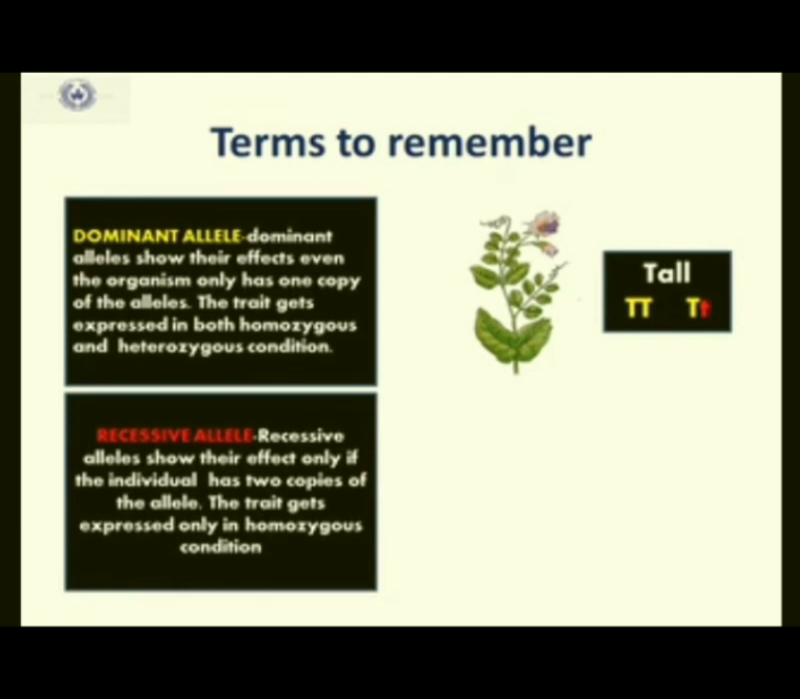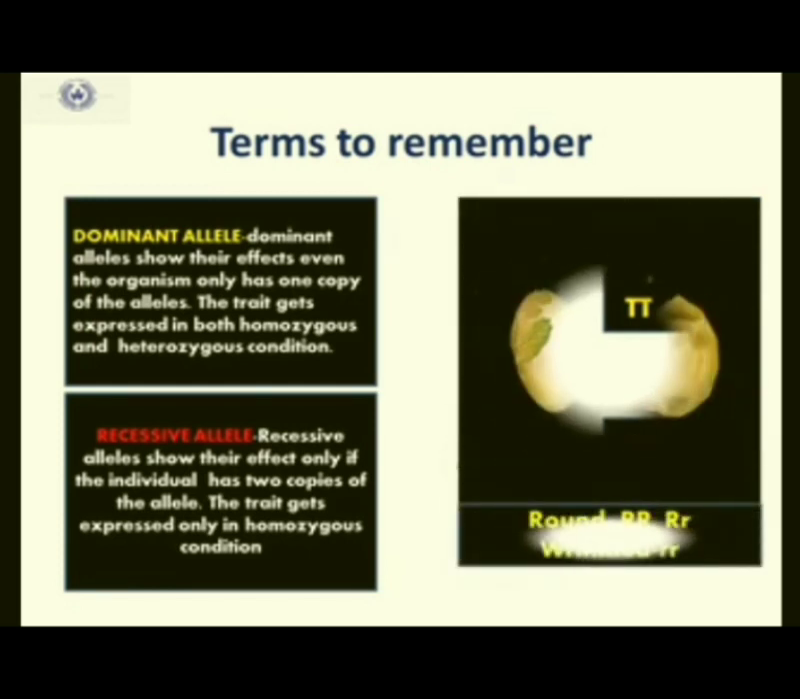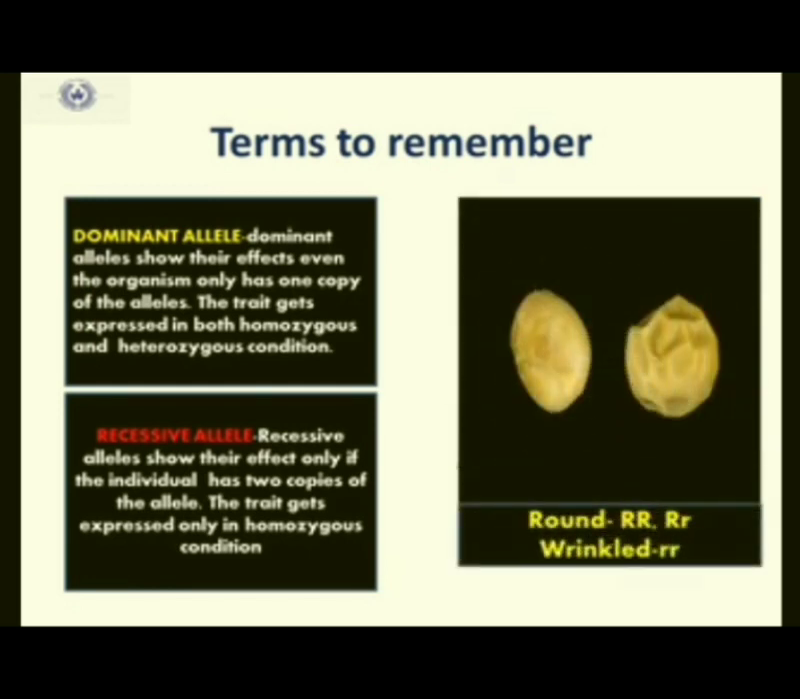But recessive alleles show their effect if the individual has two copies of the alleles. Means that trait will get expressed only in homozygous condition. To get the shortness trait to be expressed, small t is required.